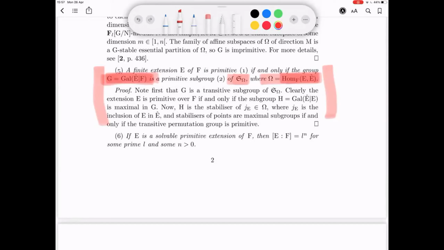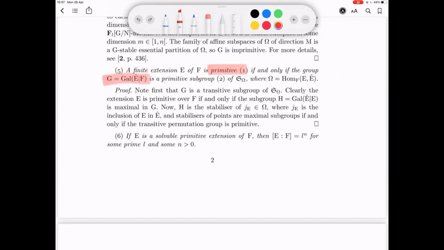And one of the things that one knows from Galois theory is that this action is transitive. But what this statement is saying is that not only is it transitive, so G can be viewed as a subgroup of S omega as a transitive subgroup, but it's a primitive subgroup if and only if this extension is a primitive extension. That's what this statement is.